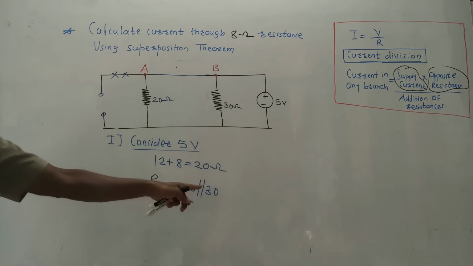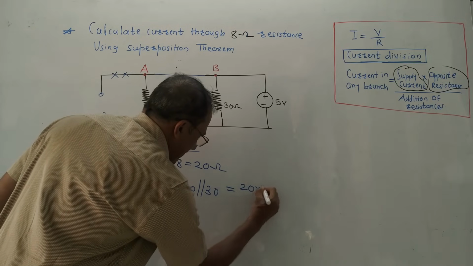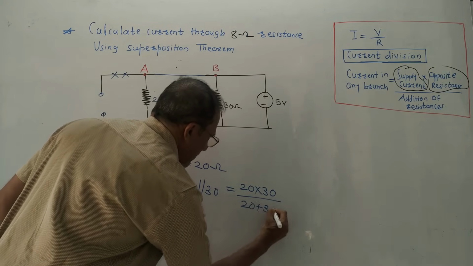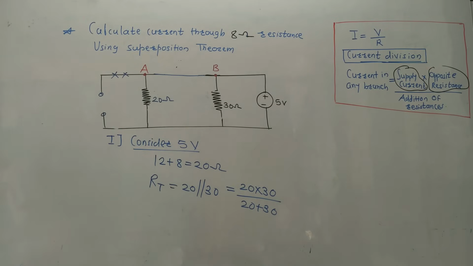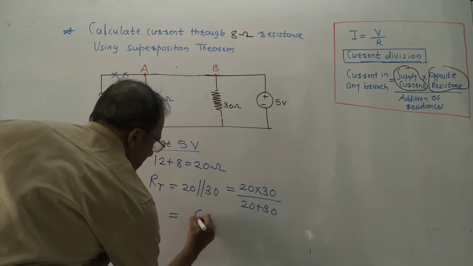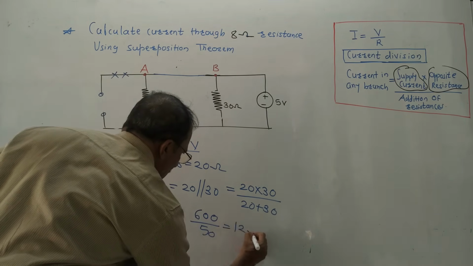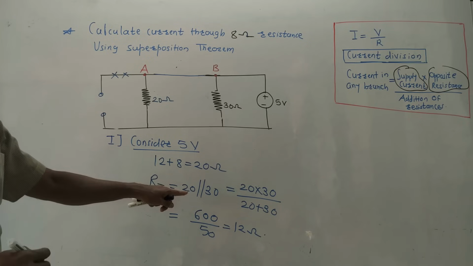I hope you are aware how to do this calculation. It is simply multiplication, that is 20 into 30, divided by addition, that is 20 plus 30. So this value of total resistance will be 600 upon 50, that is equal to 12 ohm. This is the value of total resistance which I calculated.